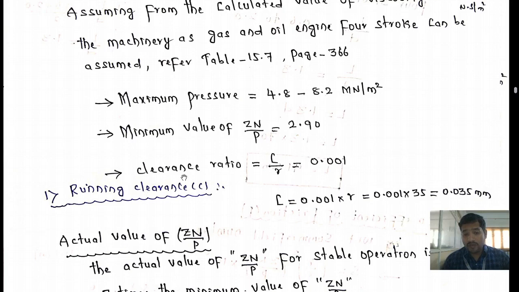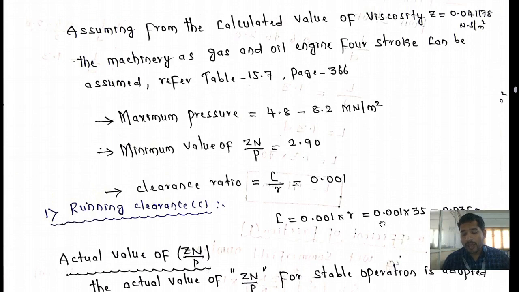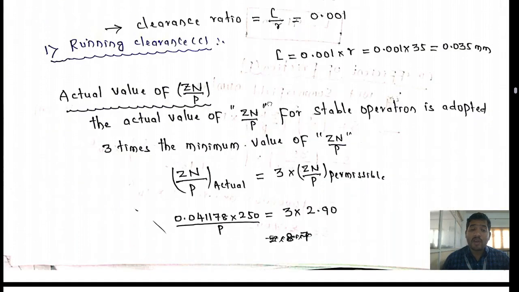We have to use the same formula. This radius is represented by R. Clear? So let us see, this C by R equal to 0.001. Just you need to multiply R, 0.001 into R. Clear? R, how much is there? R is 35. If you multiply 0.001 into 35, then you will get the answer of running clearance as 0.035 mm.